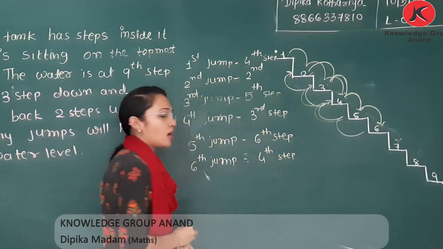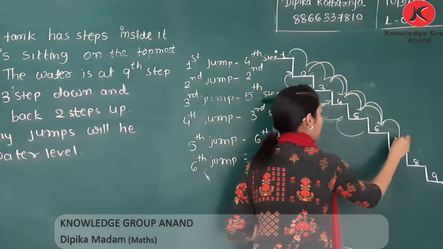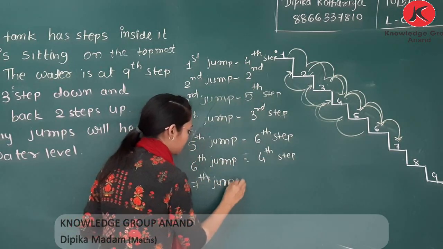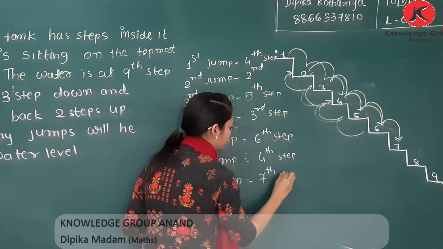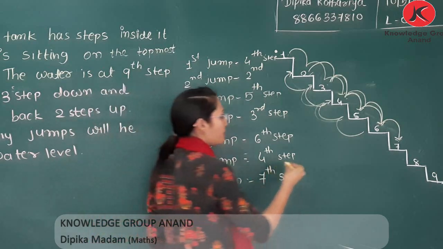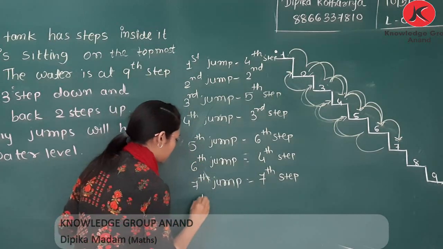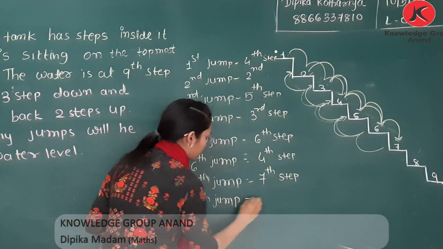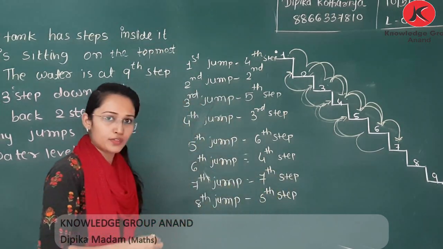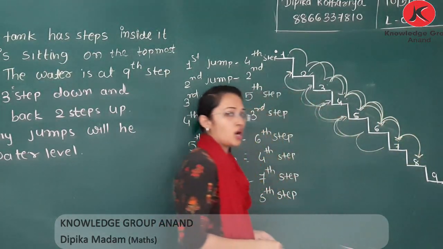Fourth step. Now from the fourth step again 3 steps down. So 1, 2, 3. He will be on the seventh step. So in the seventh jump, seventh step. Now from the seventh, 2 steps upside. So 1, 2. He will be on the fifth step. Okay. Now from the fifth, 3 steps down. So 1, 2, 3. He will be on the eighth step.